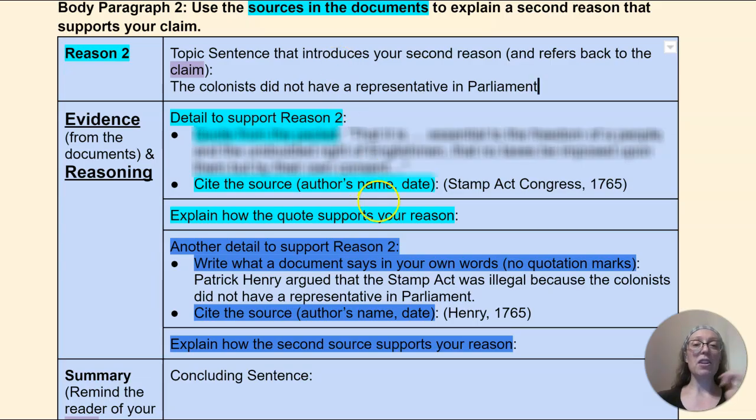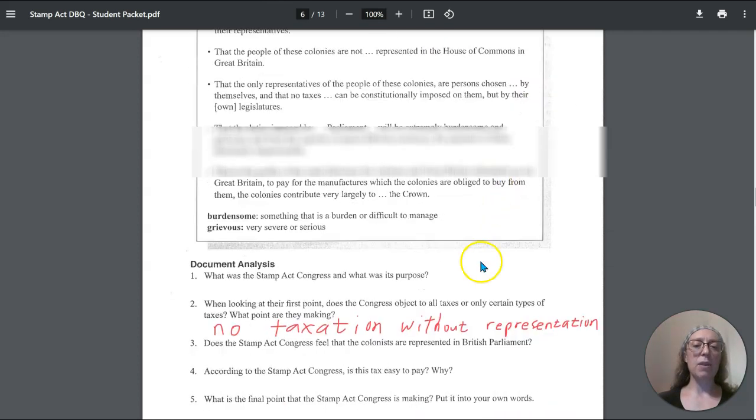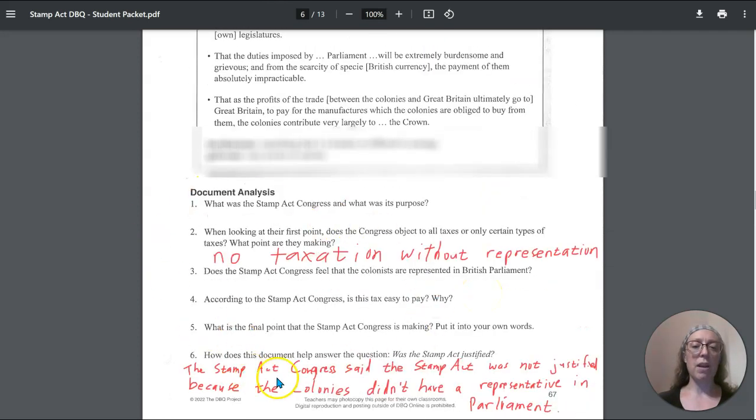Going back to our graphic organizer, I'm going to focus on this one. So I already have my evidence chosen, and my reason is that the colonists did not have a representative in Parliament. The first thing I need to do for reasoning is ask, is that really enough of a topic sentence? I think I need to add a little bit more to that one. So that was what I was thinking. I'm going to come back and look at my document A and see what I wrote in my questions and my answers here. All right, that's almost exactly what I had written here. Not quite. The colonies didn't have a representative in Parliament.